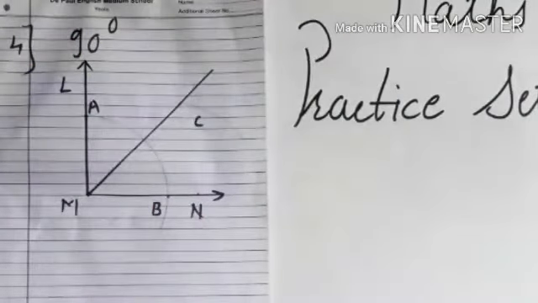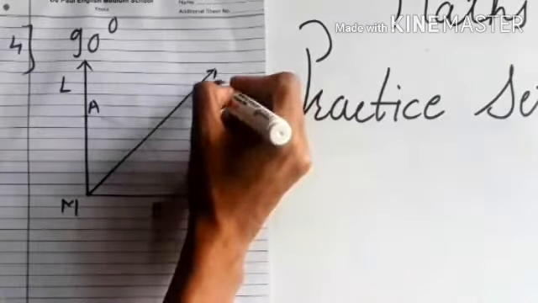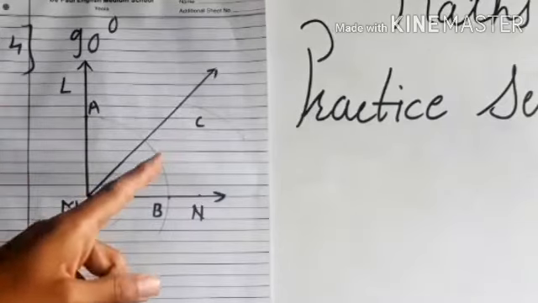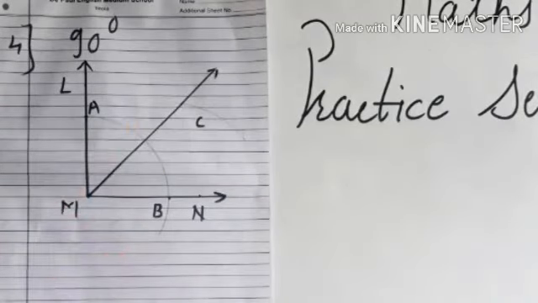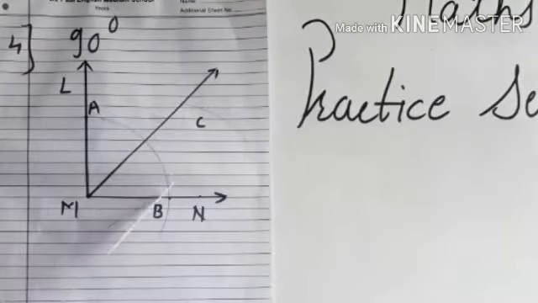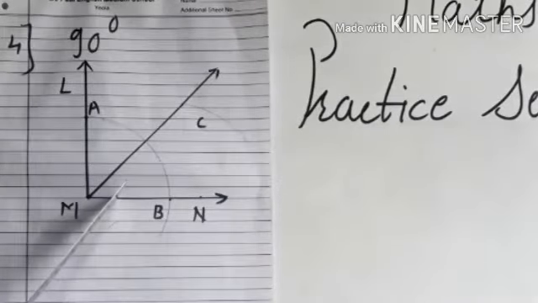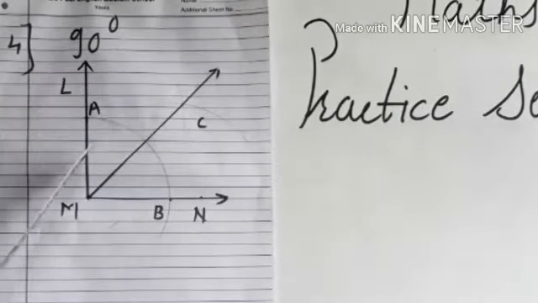So this 90 degree angle we have bisected. Here LMC and NMC, these two angles are formed, which will be 45 degrees each, because if we bisect 90 degrees it has two equal parts, so each angle will be 45 degrees. Okay students, so this is all about practice set 3.